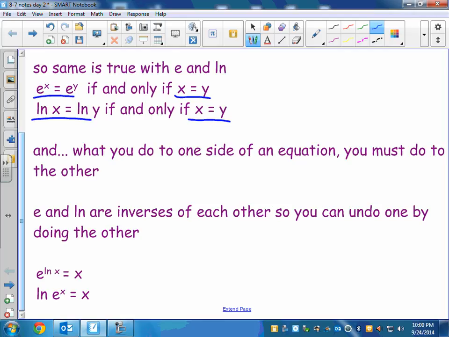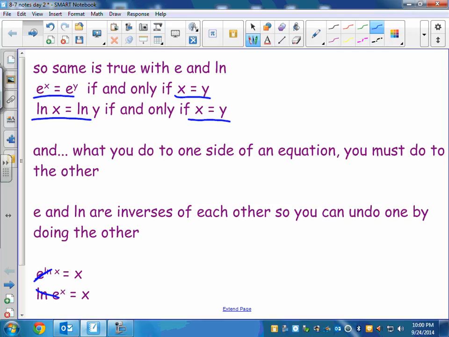So remember that e and ln are inverses, so you can undo one by doing the other. If you wanted to get rid of ln, you could e both sides, or if you take the e of ln of x, e and ln cancel each other out, and you just get x back. Same thing with ln of e to the x, they cancel each other, and you just get x back. So that's a very important thing as we go through these. If you get stuck today on how to solve a problem, my advice is to come back to this page first and then to look at the other examples that we've done.